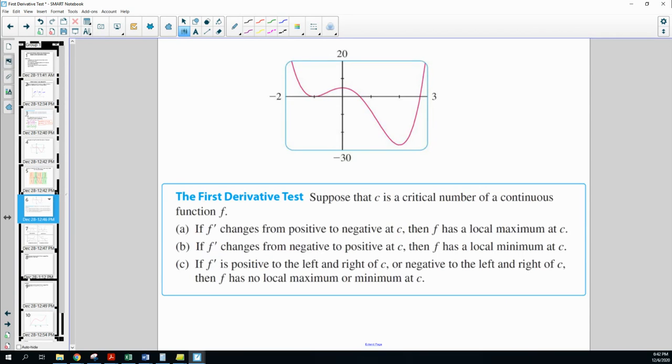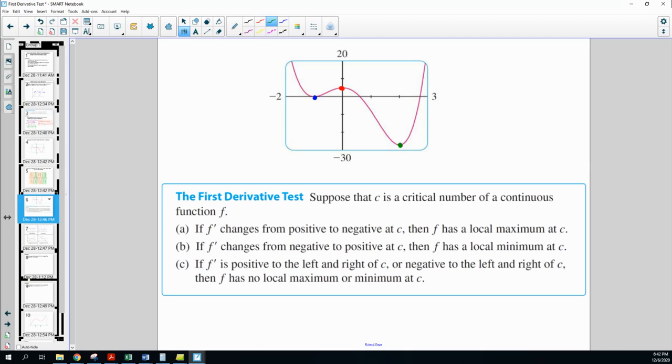So again, here's the same exact function that we used before. Now looking at this, we want to see where we have local max and mins. Okay, so looking at this, I can see that here is a minimum, right? I'll change colors. Here is a maximum. I can see that here is a minimum.